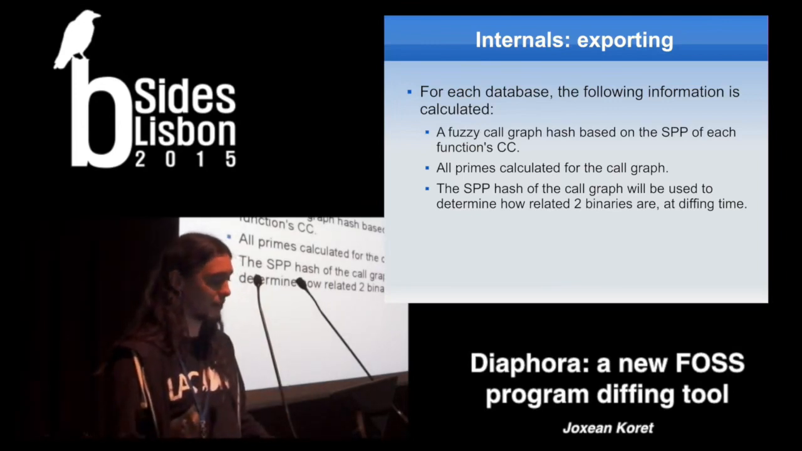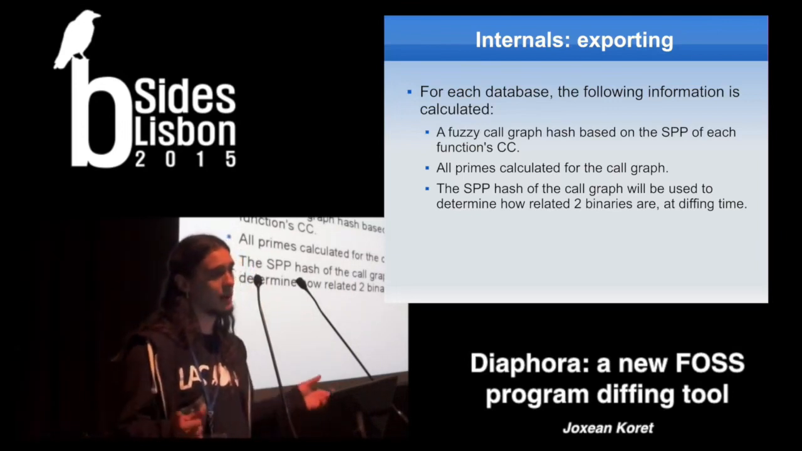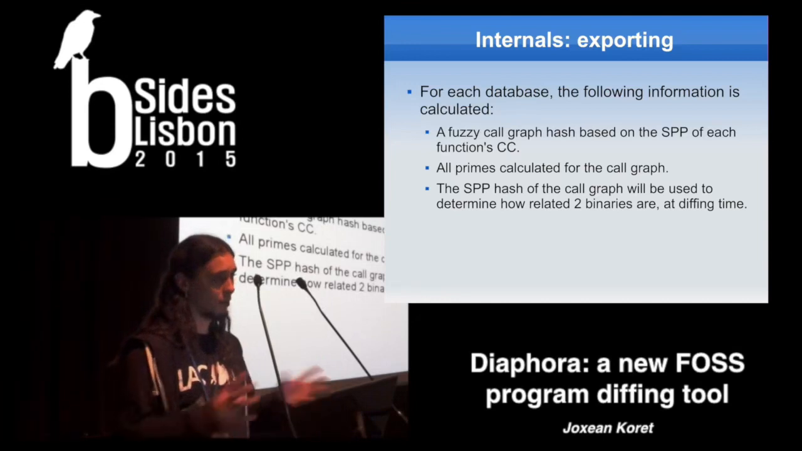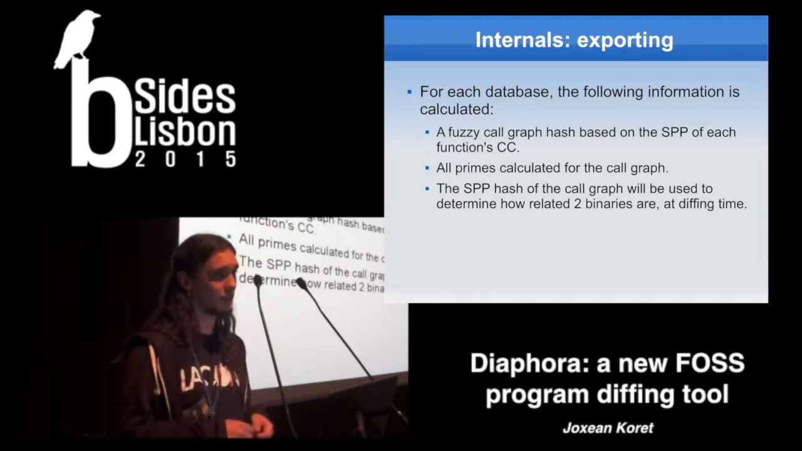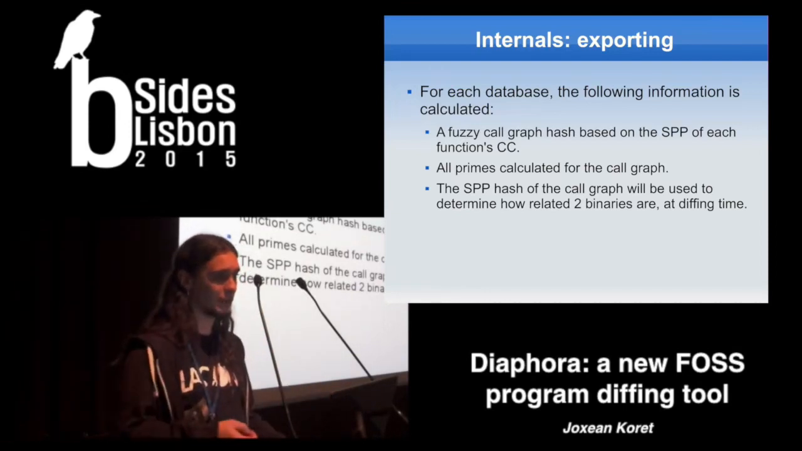And also, the small prime product hash of the call graph will be used to determine how related two binaries are. It can tell you if the call graph of the program is equal. So if it is equal, it is supposed to be structurally the same program, or if there are very little changes, like a change of 0.1%, you know that it is like 1 or 2 functions that were changed.